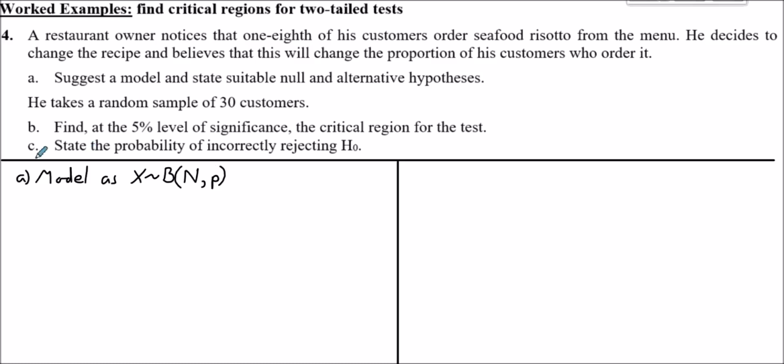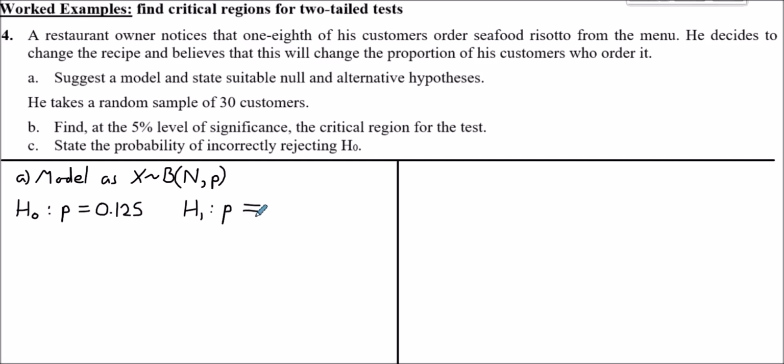And so H0, we're going to assume that this restaurant owner is correct and that to start off with 1/8 of his customers ordered seafood risotto. So 1/8 as a decimal is 0.125. The alternative hypothesis is that when he changes the recipe, this proportion of customers ordering it will change in some way.